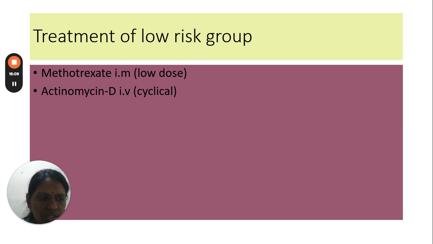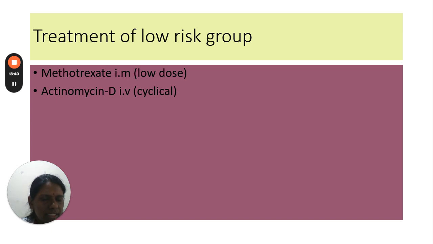It is most commonly used for treatment of GTN. It is a folic acid antagonist, inhibits DNA and RNA synthesis, inhibits rapidly dividing cells. Main side effects with methotrexate are gastrointestinal mucositis, diarrhea, stomatitis, nausea, alopecia, bone marrow suppression and hepatotoxicity.